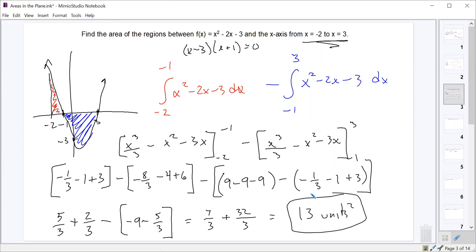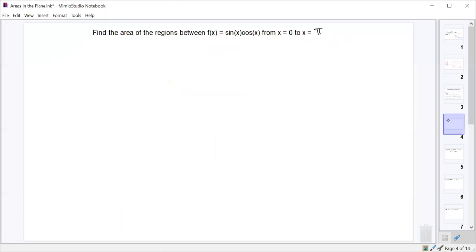Any questions on that? Nope. All right, let's do one more, and then that will be good for the day before we come back and start talking about finding the area between curves tomorrow.